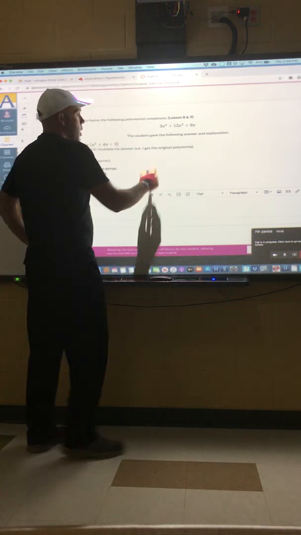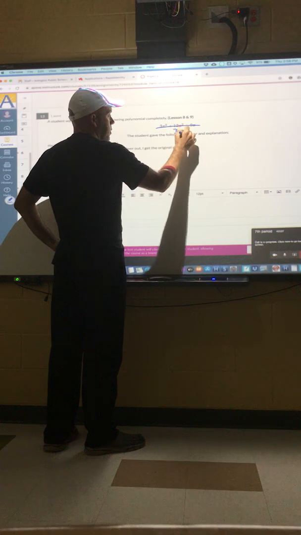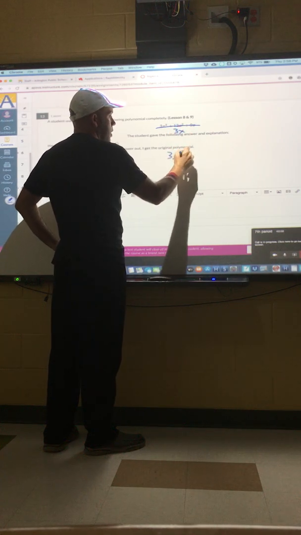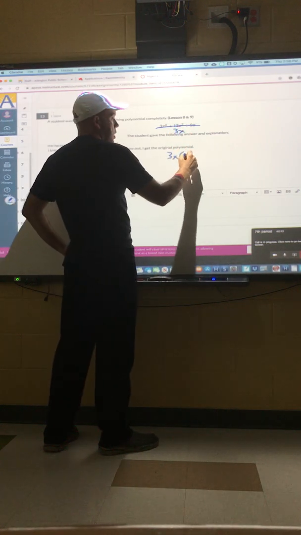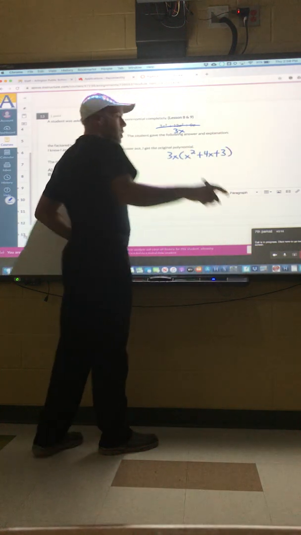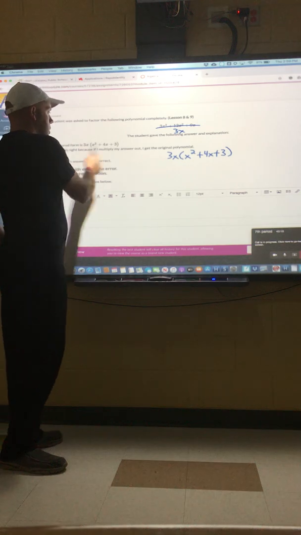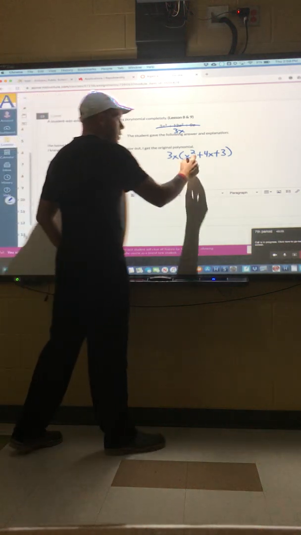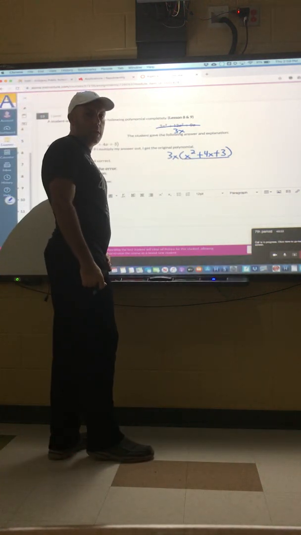Okay, so they were right to say I need to take out a GCF of 3x, and that actually is the GCF. So I eventually take out a GCF of 3x, I get x squared plus 4x plus 3. But here's where they had an error. They just stop here. The reality is we can still factor what's in here.